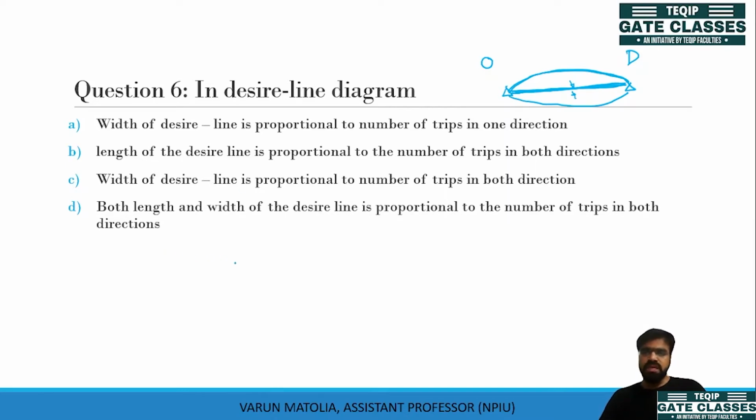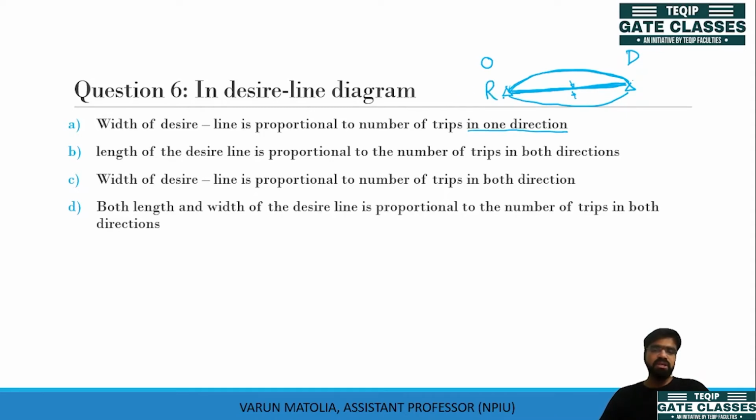So the question is asking what a desire line is. Let us read the options one by one. Width of desire line is proportional to the number of trips. This is really true, there is no problem. The width of desire line is proportional to the number of trips in one direction. No, this is not true. It is not in one direction. It is the total number of trips between these two locations.